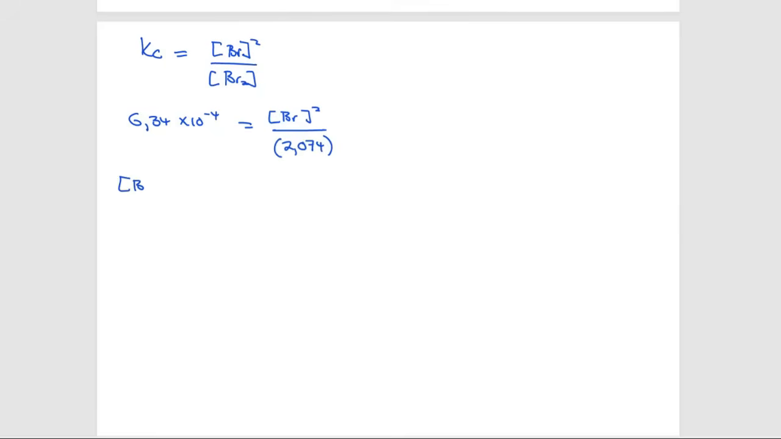We're supposed to cross multiply to get the concentration of Br. If I cross multiply, I get the concentration of Br equal to the square root of 2.074 multiplied by 6,34 times 10 exponent negative 4. We're going to get a value of 0,0113. That's what we get if we cross multiply.